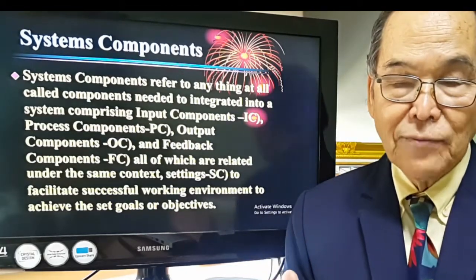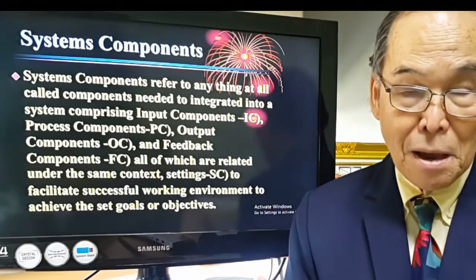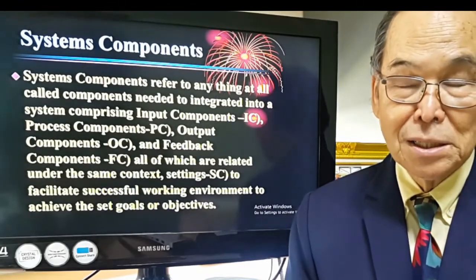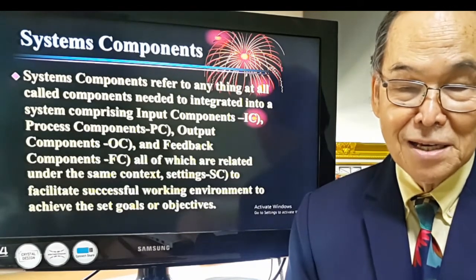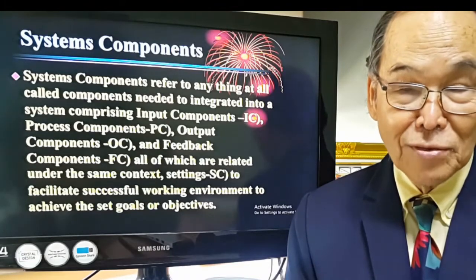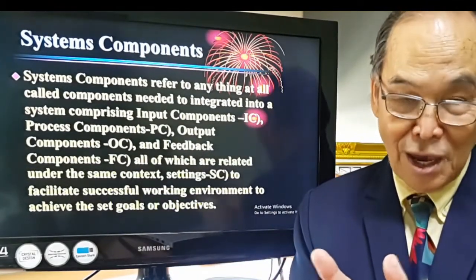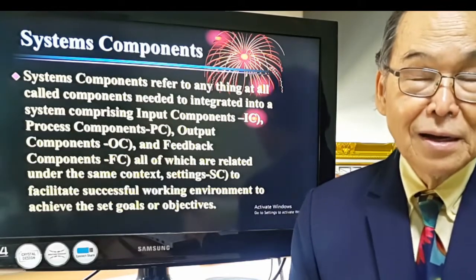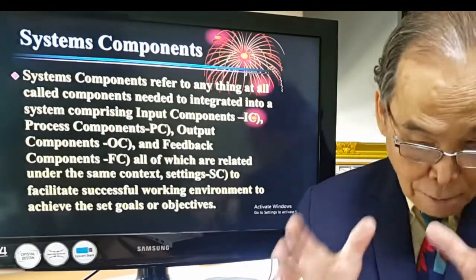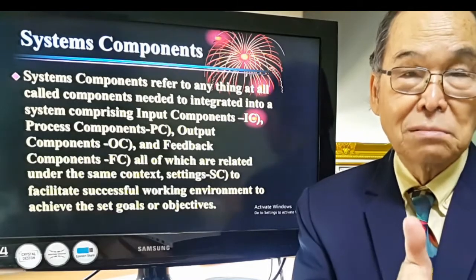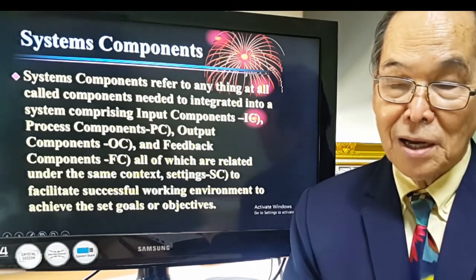Now on this screen, give attention to IC, input component, PC, process component, OC, output component, and FC, feedback component. But all of these will be under the so-called setting or context. Okay. When you design the system, you have to identify the components, which we will talk about later on. You have to start from what? You have to start actually from analyzing the context from here, SC.